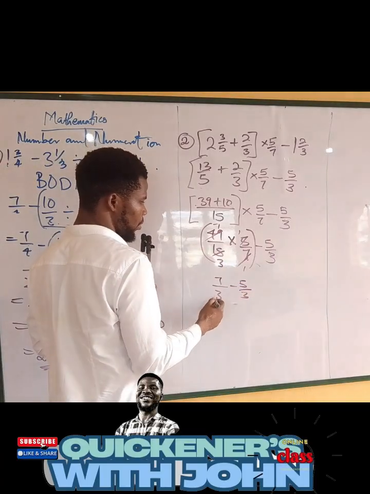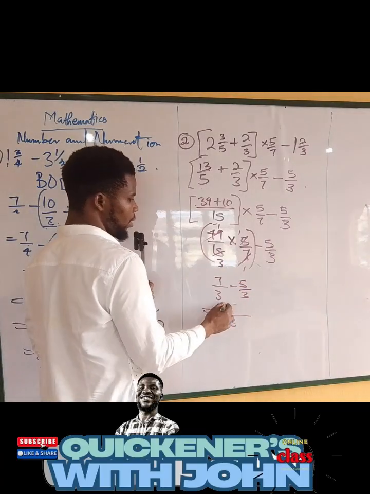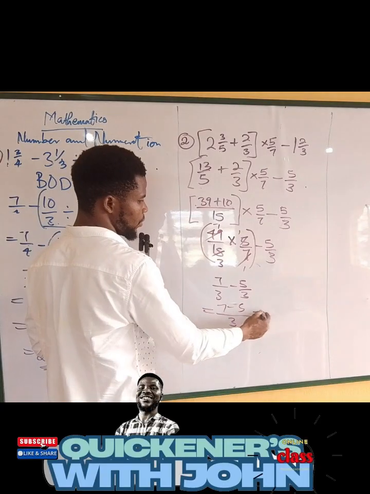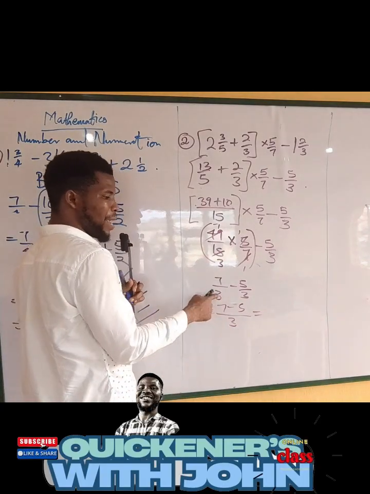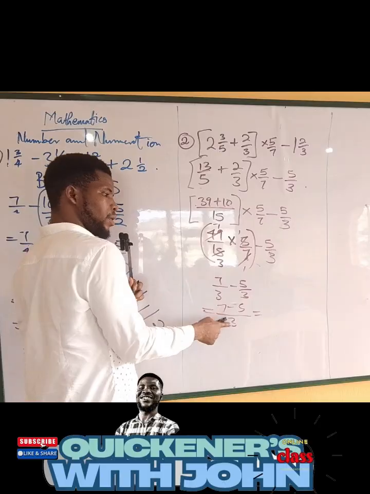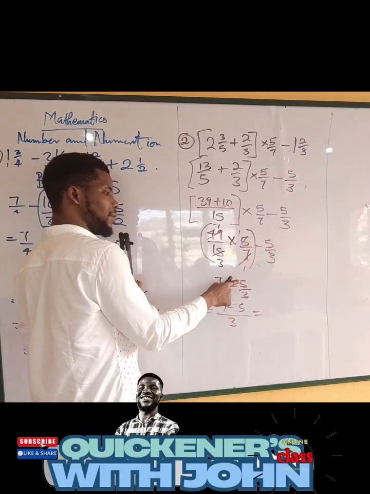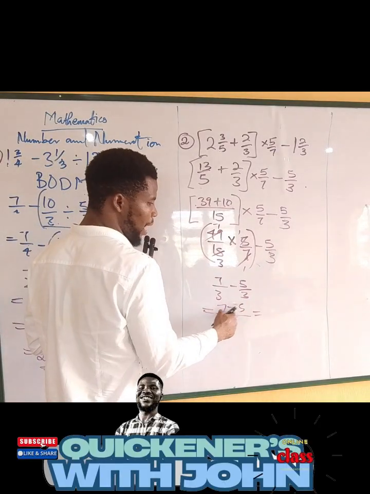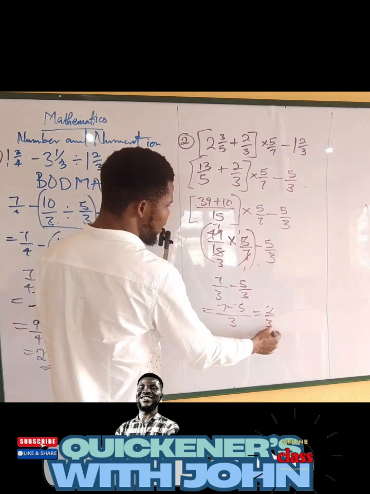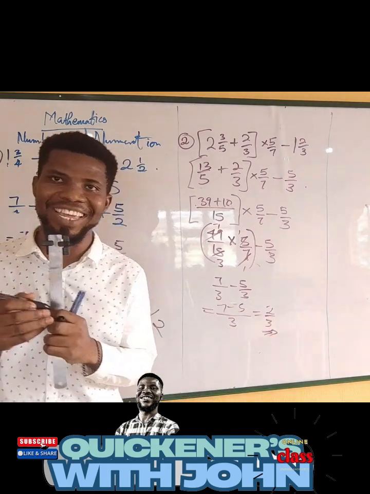So let's do LCM. LCM is what? 3. 3 divided by 3, 1. 1 times 7, 7. 3 divided by 3, 1. 1 times 5, 5. So 7 minus 5, 2 over 3. That is our answer. Is that okay? I hope you understand that.